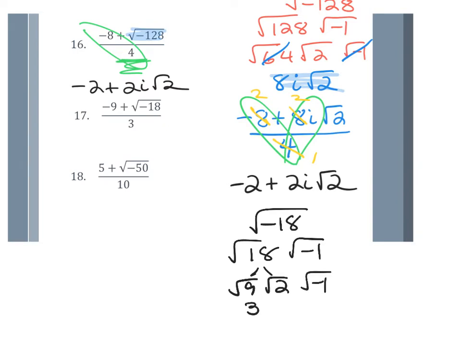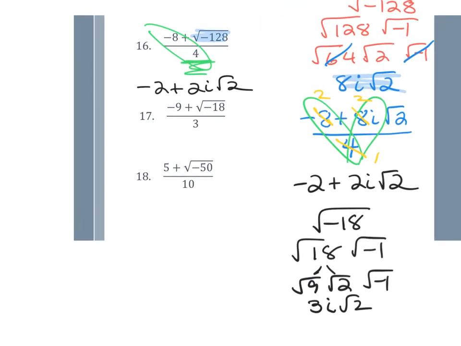And then I get 3i square root 2. Now, some students may end up factoring the 18 into 6 times 3, but then you're going to have to keep going. Again, you want simplest radical form here.